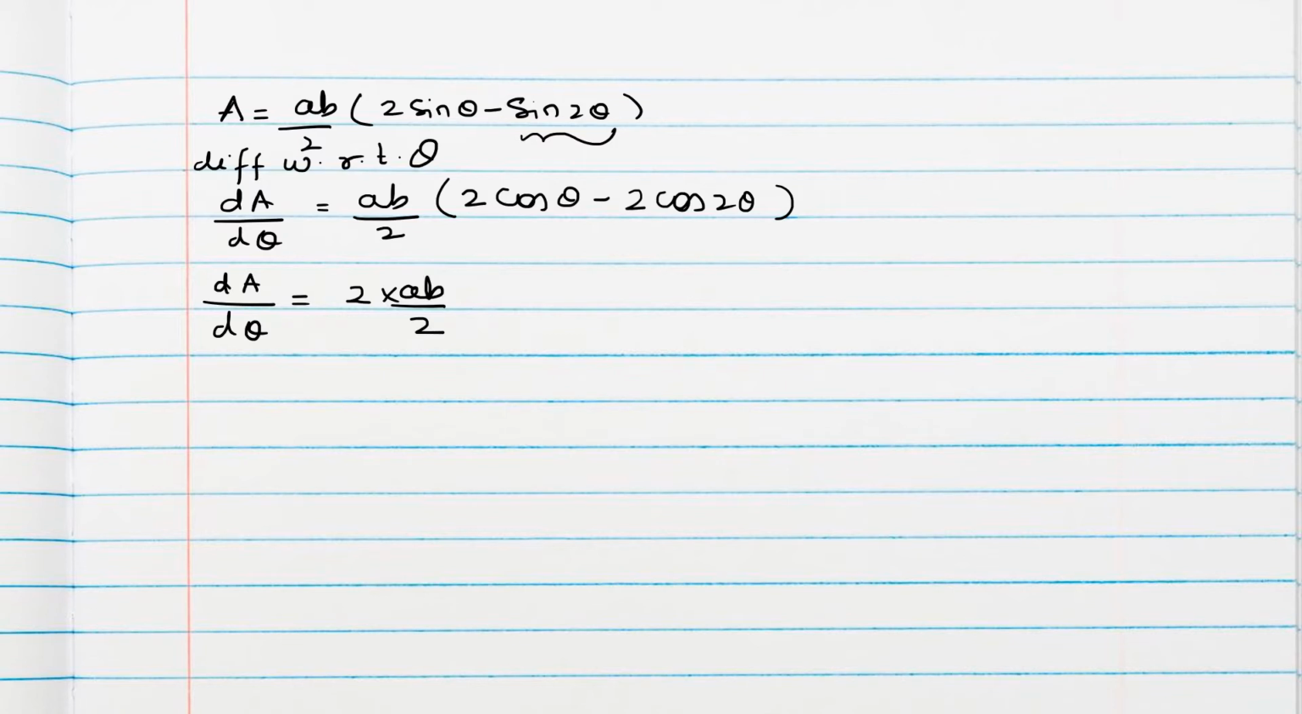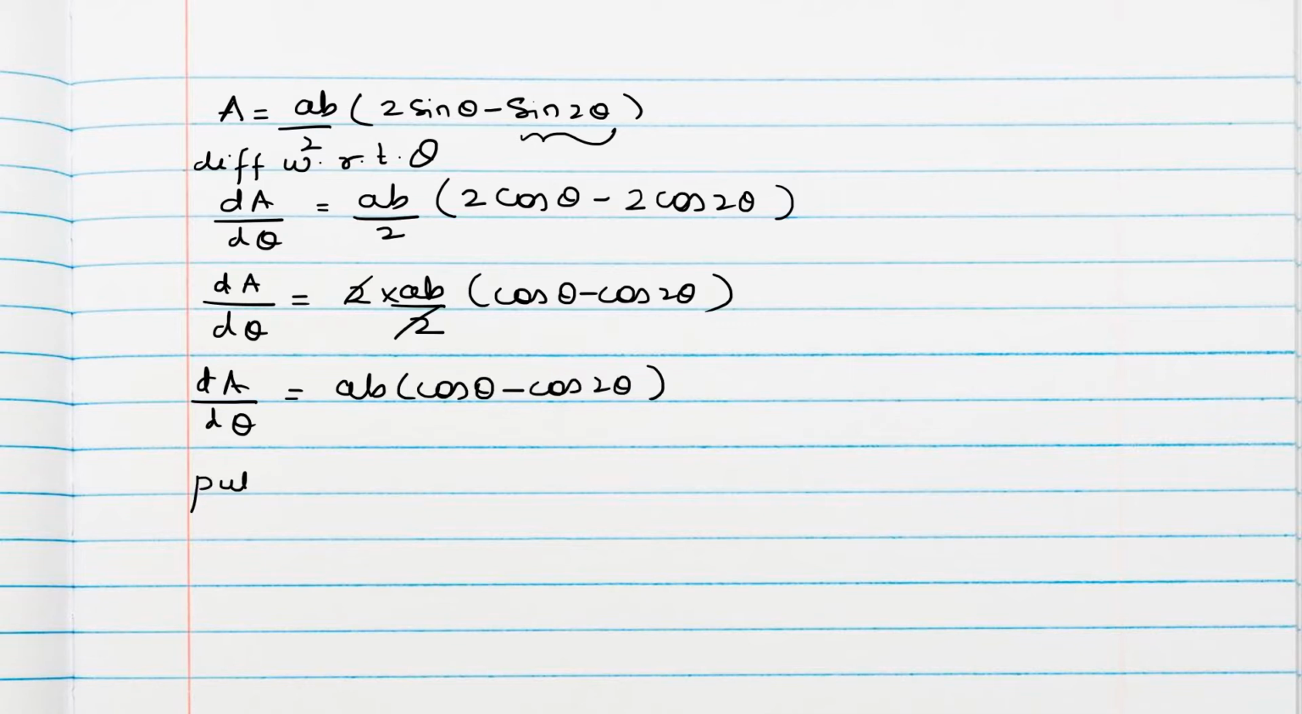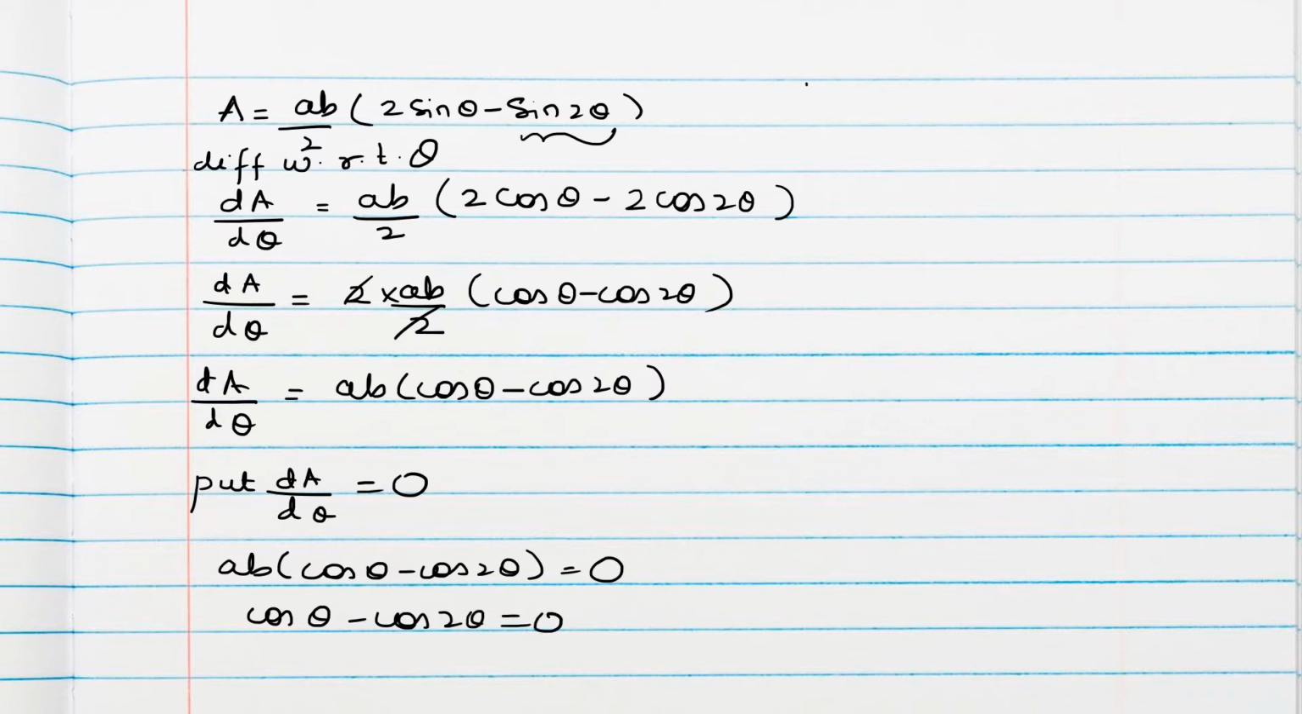Already AB by 2 is outside. 2 will go. So dA by d theta is AB cos theta minus cos 2 theta. Now next step is put dA by d theta as 0. So AB into cos theta minus cos 2 theta is 0. So cos theta minus cos 2 theta equal to 0. So we got here cos theta is equal to cos 2 theta.